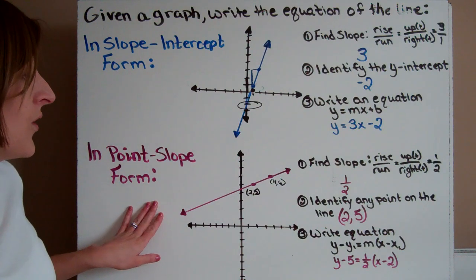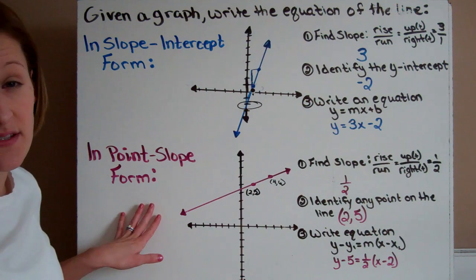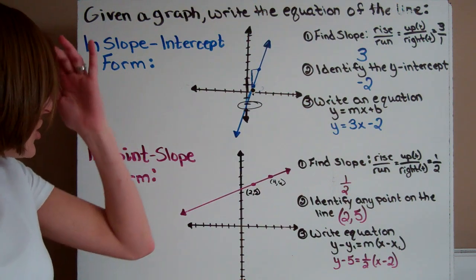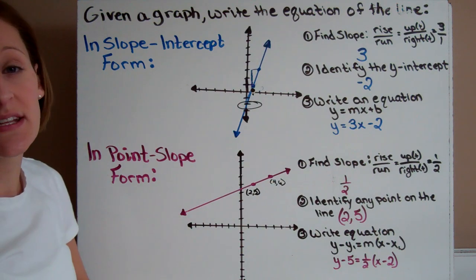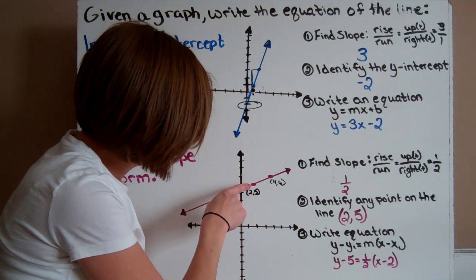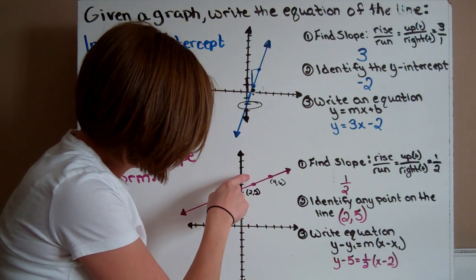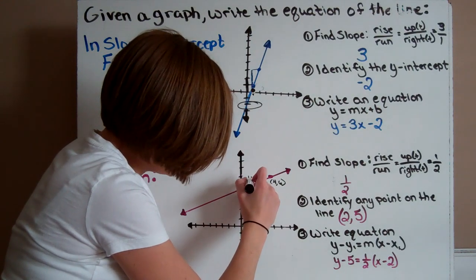Let's look at the second one. We're going to be asked to be writing the equation of the line in point slope form first. So, I have my line here. First thing I need to do is find the slope. So I do rise over run. So I'm going to go up from here to here is 1. So you go plus 1.